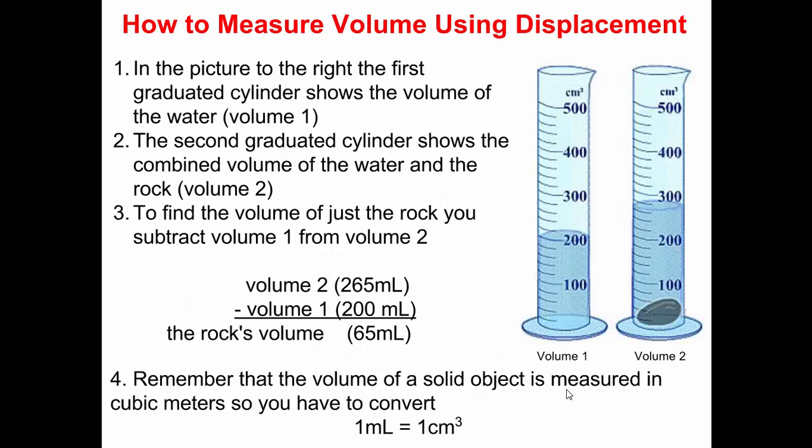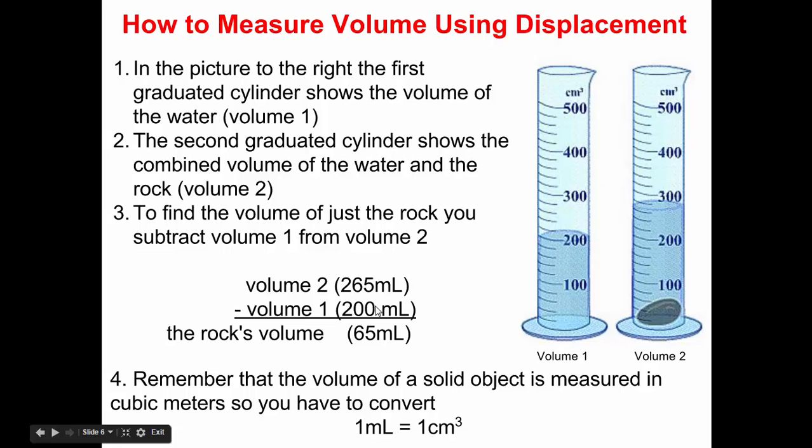So again, these are some pictures. You can see here that for our first volume, we put 200 milliliters of water in our graduated cylinder. When we added a rock to it, our volume increased to 265 milliliters. So we take 265 milliliters minus 200 milliliters, and that leaves us with the rock's volume of 65 milliliters.